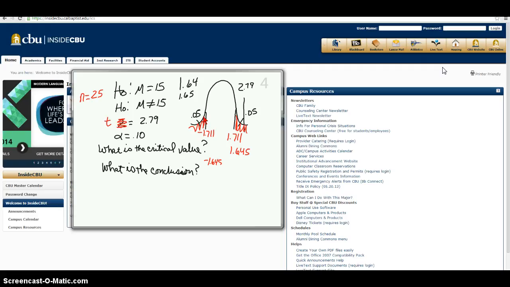There's tons more problems than there are the theory stuff. So the first thing on here, do you guys remember how to do the random numbers?